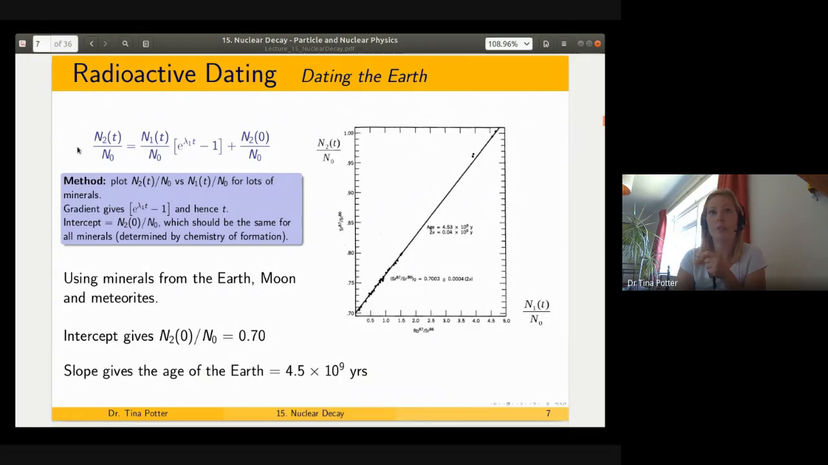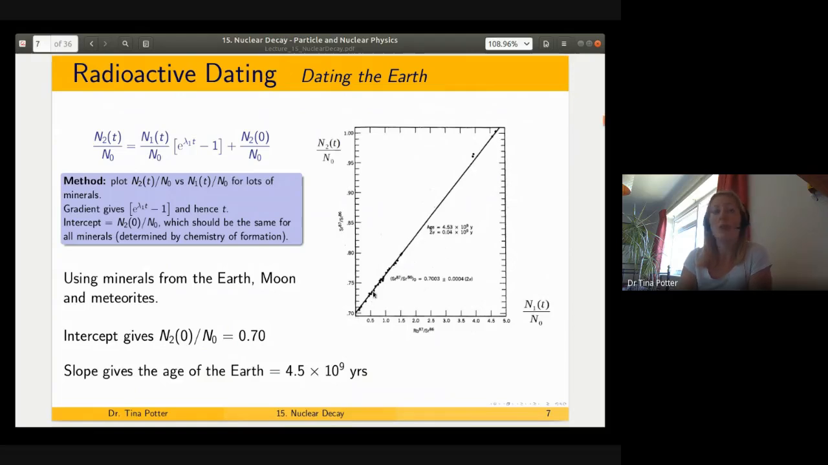So this simple straight line ratio. Our y we're plotting here, and our x here is N1 over N0. And we see it's a nice straight line, as we expected, given that the gradient is based on constants, and we have an intercept here that gives us the original fraction of strontium-87 to strontium-86, and that's about 70%.